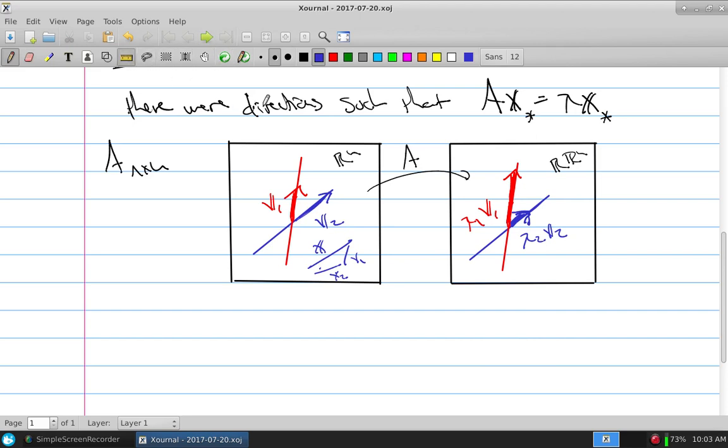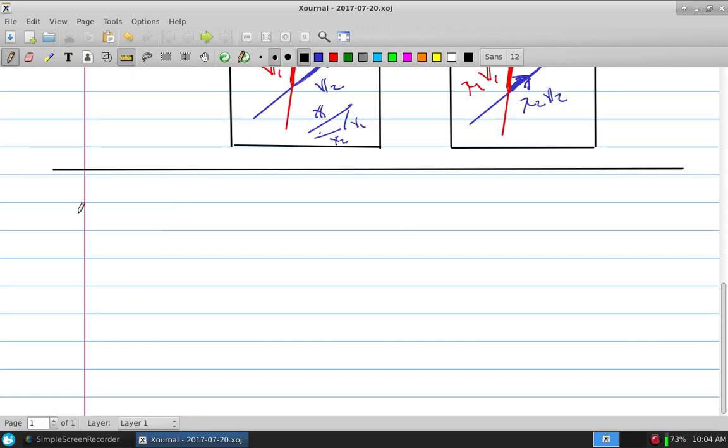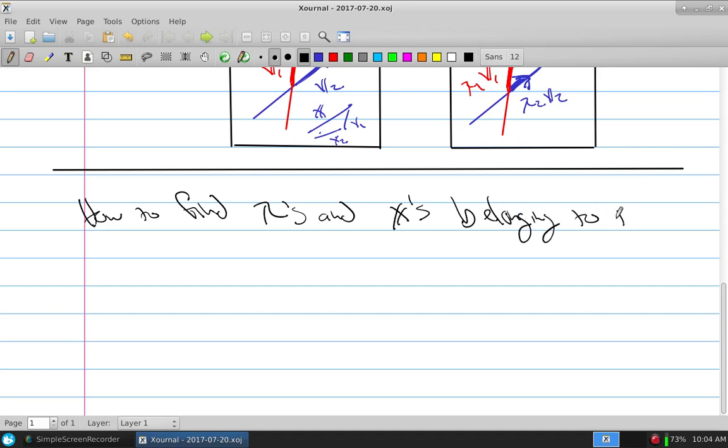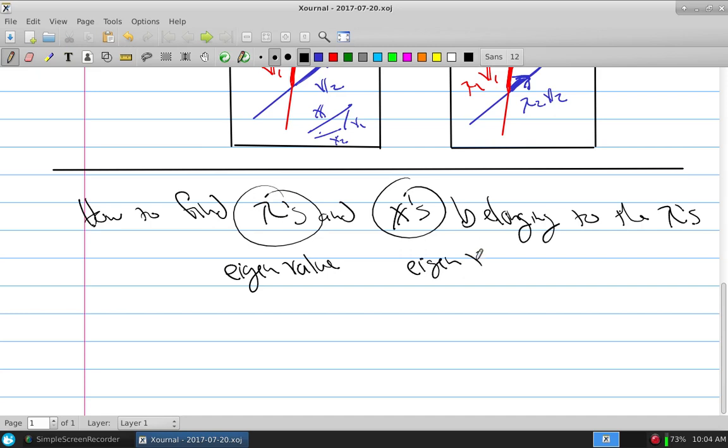So if these are better directions for a basis, they're better directions for understanding what the action of this multiplication is. These particular things, obviously, are a span, right? A direction represents a span. So it really gets down to how to find lambdas and x's belonging to the lambdas. The lambdas themselves are going to be called eigenvalues. The x's are going to be called eigenvectors.